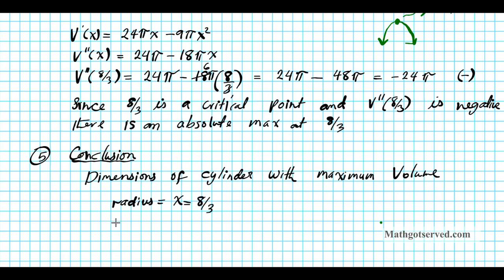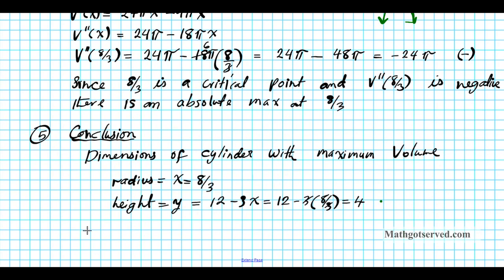And then the height, remember what we said the height was earlier? The height is y, and that's given by 12 minus 3x. And then we know x is 8 over 3, right? So it's 12 minus 3 times 8 over 3. 3 goes here 1, 3 goes here 1, 8 minus 12 is 4. So the height is 4, the radius is 8 over 3.